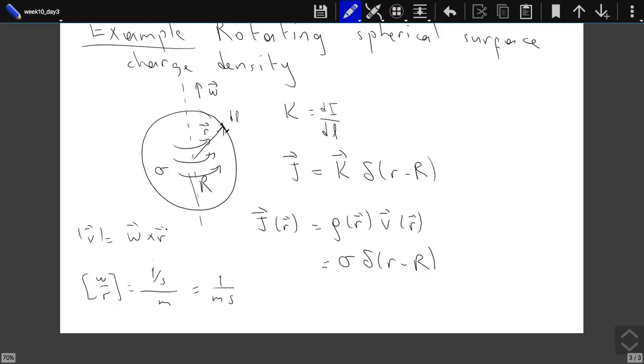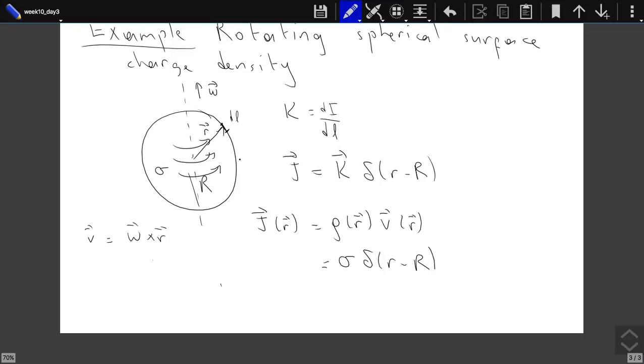So omega cross r, this is what you claim. Let's see if it will be correct. So the units will be fine. r is meter, omega is 1 over seconds, omega r has the correct unit. The velocity at the pole should be 0. Well, if you look at when r is at the poles, r is parallel or anti-parallel to omega, so the velocity is 0. So it seems to work.